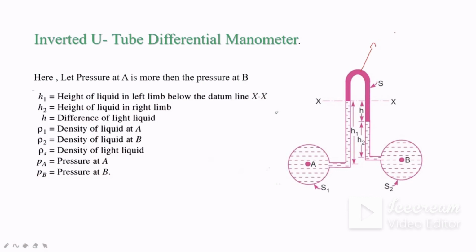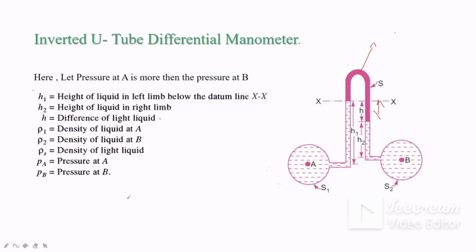It is almost the same as we did earlier: we take the datum, and equate the left limb to the right limb. That is the main thing. So H1 is the height of the liquid in the left limb below the datum xx. H2 is the height of the liquid in the right limb. I'll go fast. H is the height of the light liquid from the datum. Rho 2 is the density of the liquid at B. Rho s is the density of the light liquid, as I already said. Pa is the pressure at A, Pb is the pressure at B.